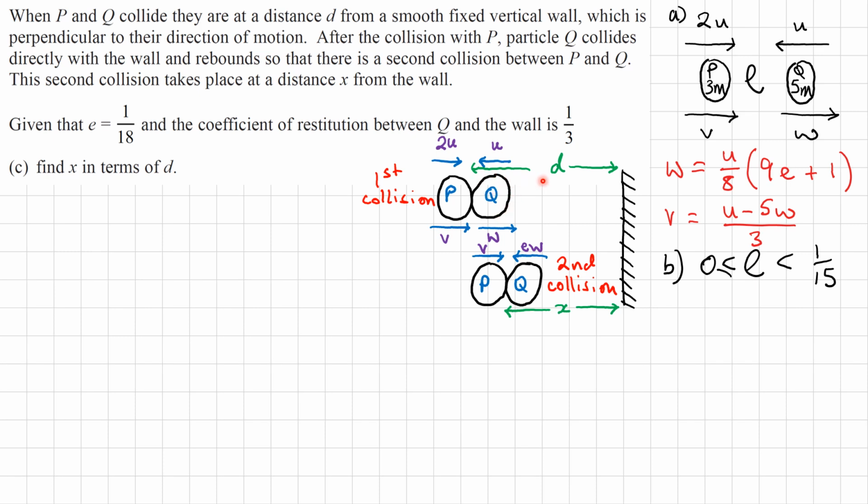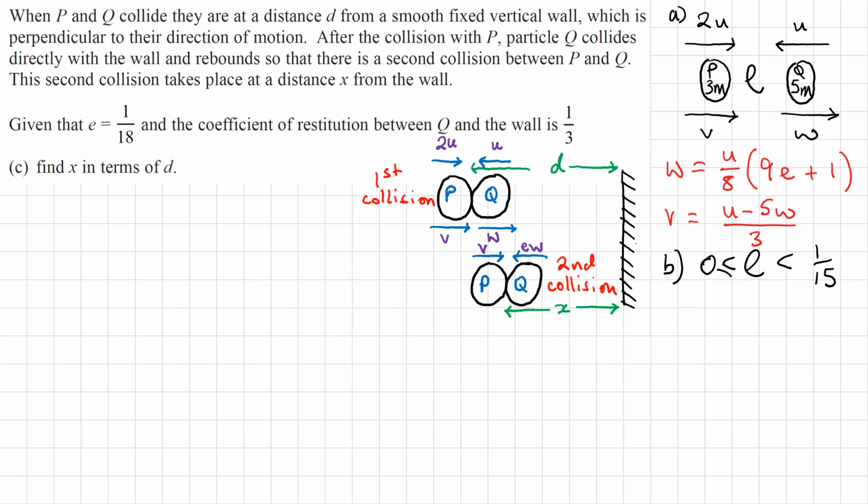Q moves towards the wall at a distance of D, then it rebounds from the wall, and it's now got a different speed. That's going to be E times its speed before, which is W. P is still moving at the same speed it was before after the first collision, and then they collide again, and this distance here is a distance of x.